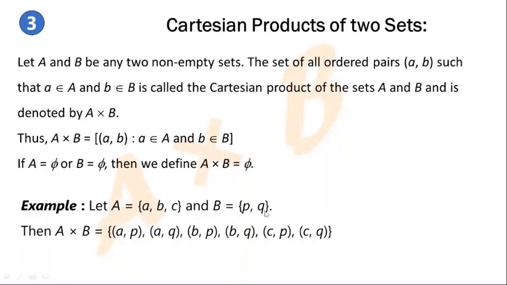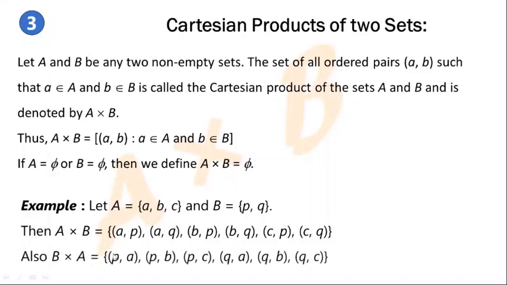What happens if we have to find the Cartesian product of B with respect to A, or B is related with A? We may say that is equal to, in the curly braces again, let's start: the first element of B is related with the first element of A and so on. So it is (P, A), (P, B), (P, C). Next, (Q, A), (Q, B) and (Q, C).